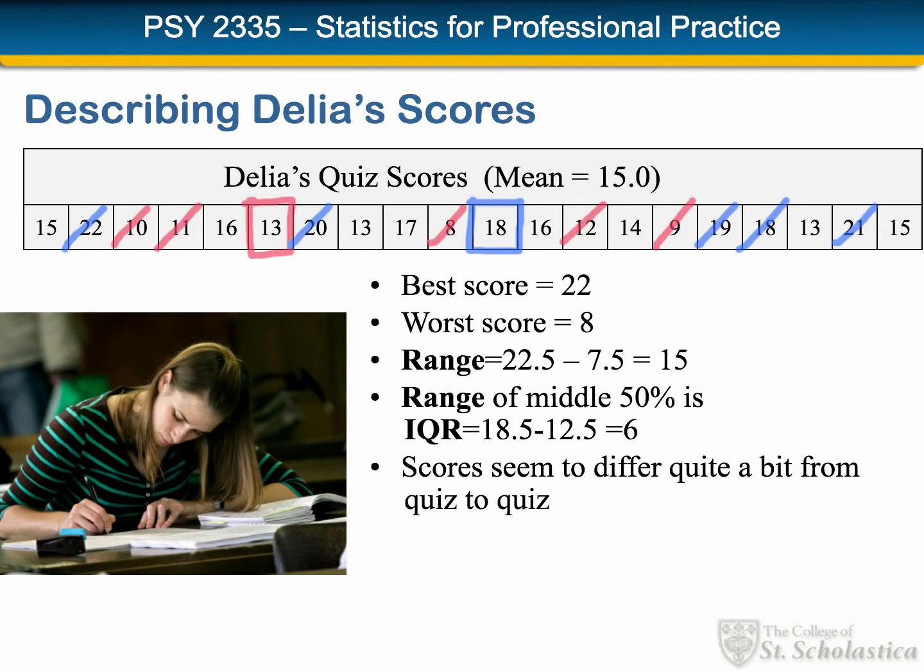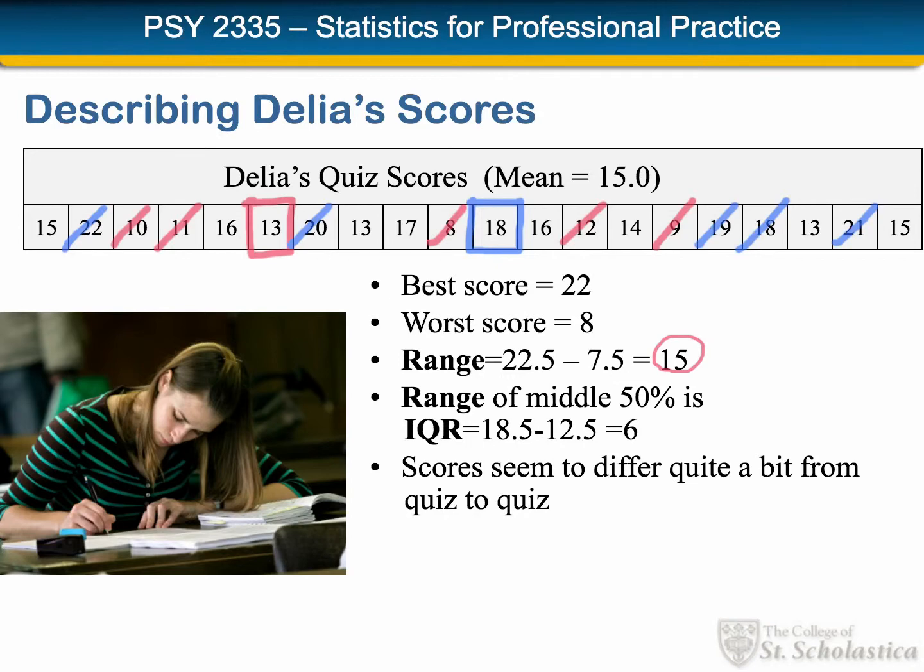Delia's scores go from a high of 22 to a low of 8, and when I compute the range using the real limits, I find that the range of her scores is 15. Remember, the range of Julian's scores was only 6.